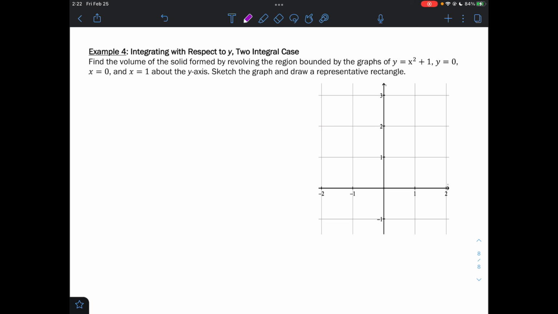Which brings us to our last problem. The two integral case. Why is it two integral case? Well, let's take a look and see. We're going to revolve the region bounded by x squared plus 1. So x squared plus 1 is going to look like that. Y equals 0. X equals 0. And x equals 1. So this is our region, about the y-axis.